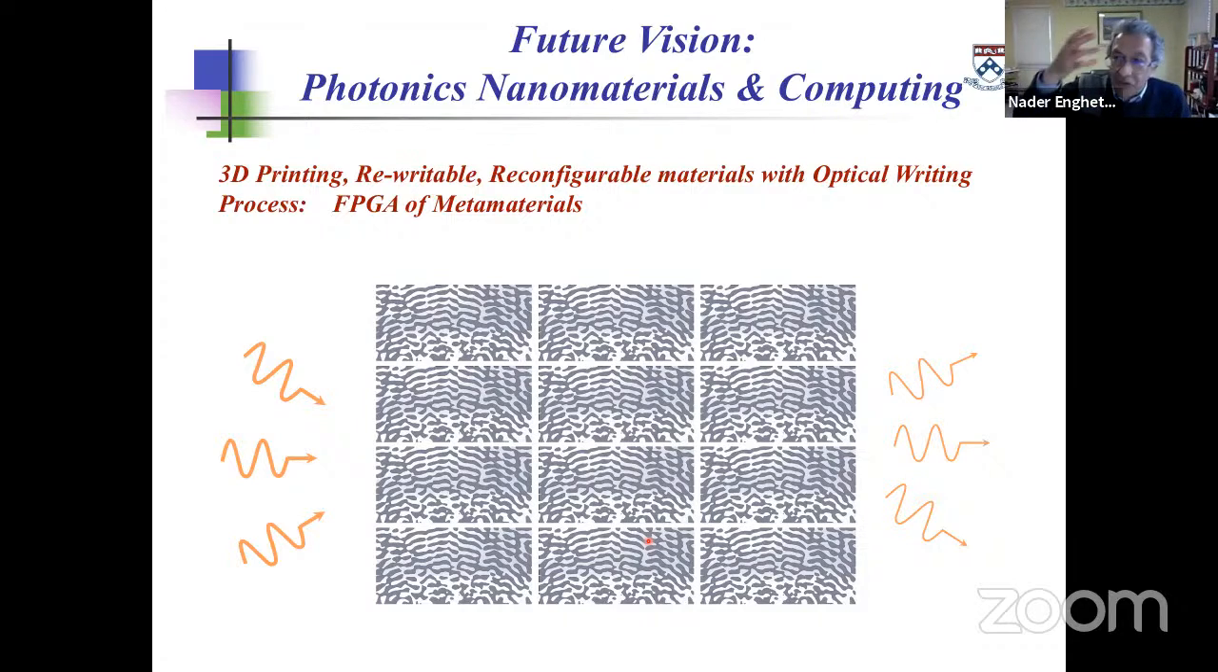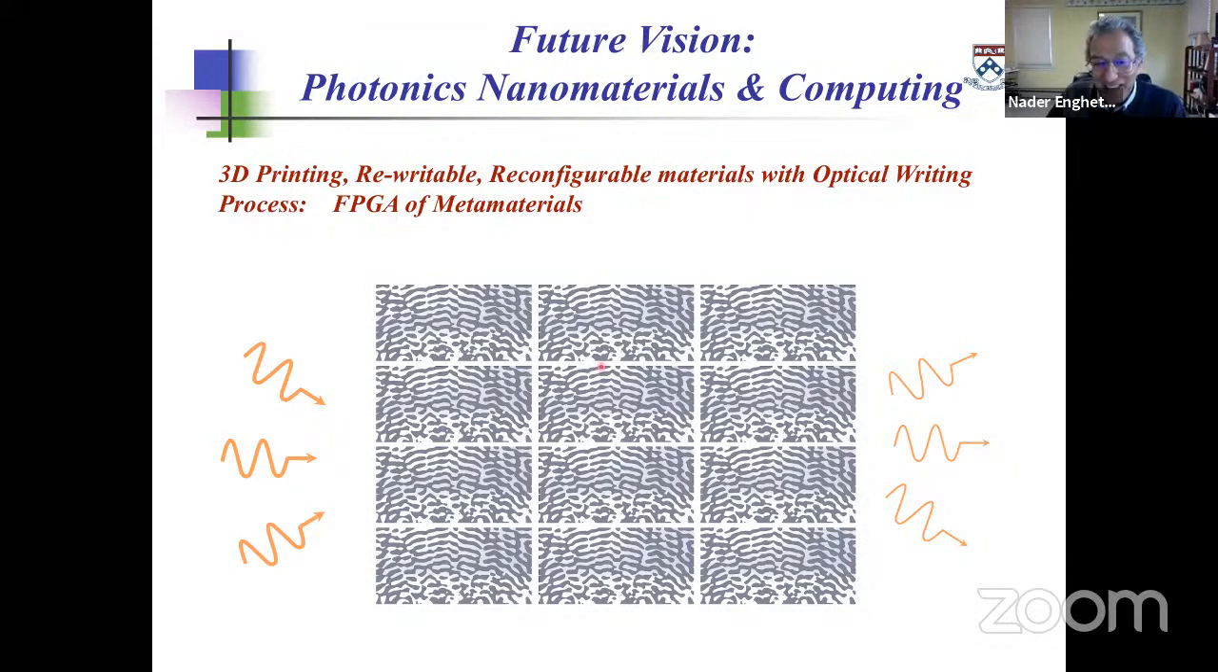One idea that we are thinking about for the future is to use the concept of phase change materials. Remember we used to have laptops that had rewritable CDs. So could we use that type of technology to print your analog computer and then erase it later and print another one, kind of like what we had in rewritable CDs? Could we do that? Again, this is something that we are hoping for in the future, but we are working towards that.